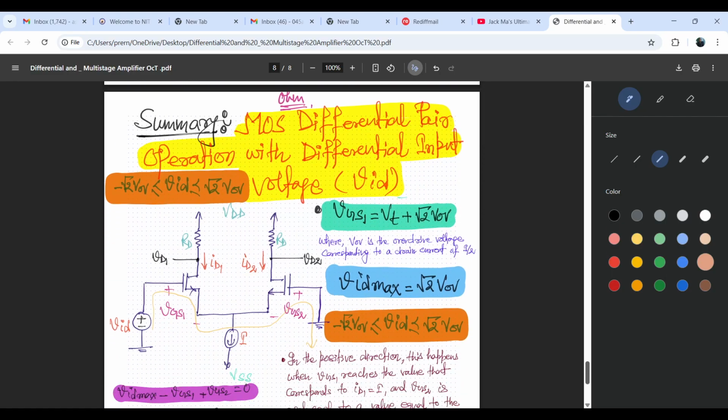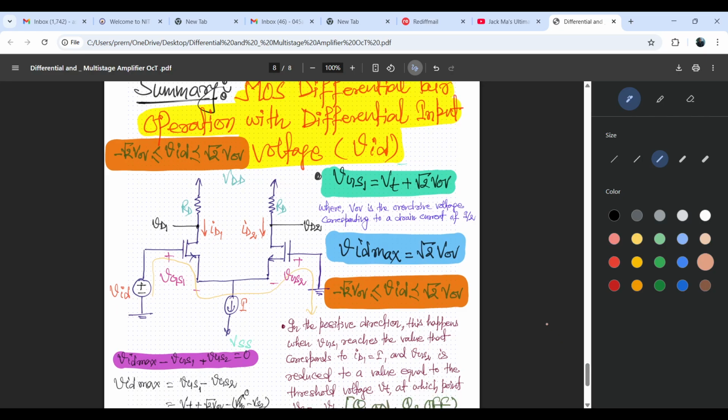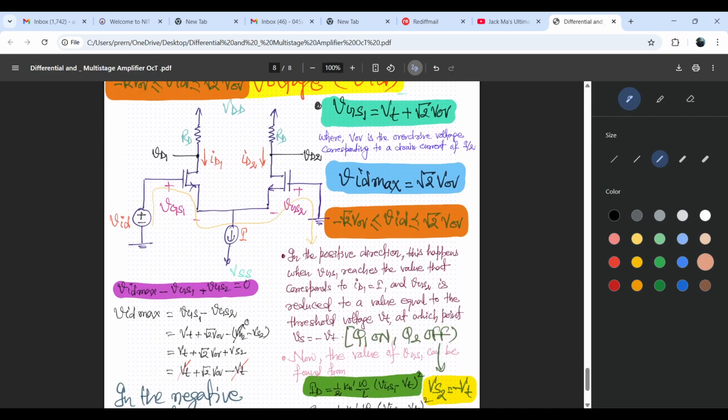Now the summary. Summary of MOS differential pair operation with differential input voltage: VID lies between minus root 2 VOV and plus root 2 VOV, and the gate to source voltage, if you find it, will be Vt plus root 2 VOV, where VOV is nothing but simply the overdrive voltage corresponding to a drain current of I by 2. The maximum value root 2 VOV we have already covered. In the positive direction, this happens when VGS is the value that corresponds to ID1 equal to I, and VGS2 is reduced to a value equal to the threshold voltage Vt. At this point Vs equals minus Vt.